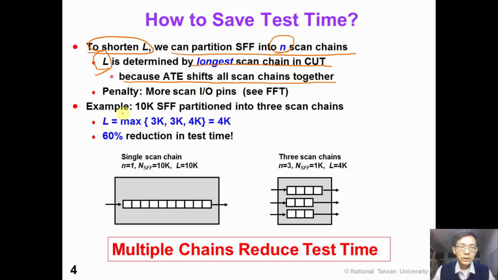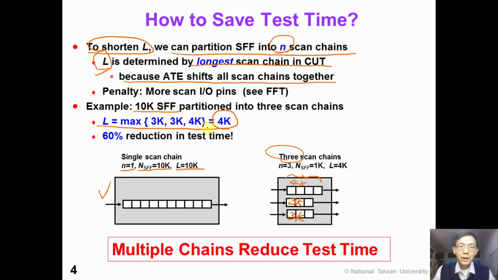For example, continuing from our previous case, suppose we have 10,000 scan flip-flops in our design. If we don't do a partition, then we have only one scan chain, so L is equal to 10,000. However, if we partition it into 3 scan chains, this scan chain has 4,000 scan flip-flops, this one has 3,000, this one has 3,000. In this way, L is determined by the longest scan chain in our design, which is 4,000.